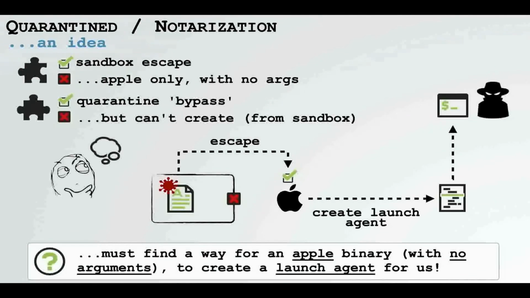Frustrating. So we can escape the sandbox via a login item, but login items can't take arguments, and they also can't be a random binary because notarization will block it. So in other words, all we can do is persist an Apple binary, again, with no arguments. And sure, we can bypass notarization by the creation of a launch agent, but we can't create one from the sandbox due to Microsoft's partial patch. So, in other words, what we need is a way for the system, or for an Apple binary with no arguments, to create a launch agent for us.